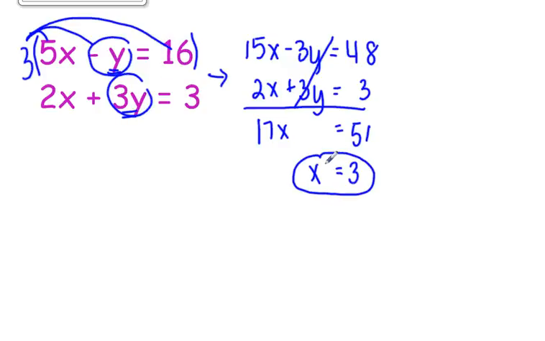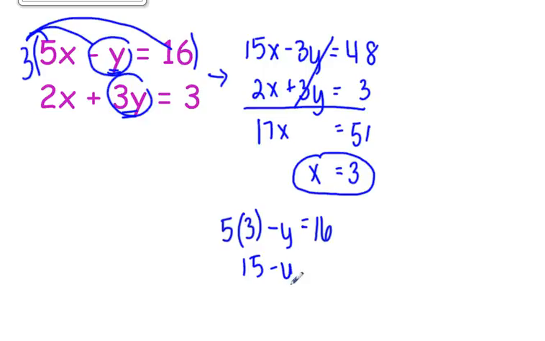So now if I want to go back and find what y is equal to, I can pick either one of my equations, the originals in purple, and substitute x equals 3 in. It doesn't matter which equation you choose, I'm just going to go with the first equation. So I'm taking my original first equation, and instead of an x, I'm going to replace it with 3. And now I'm just going to solve this equation to find out what y is equal to.